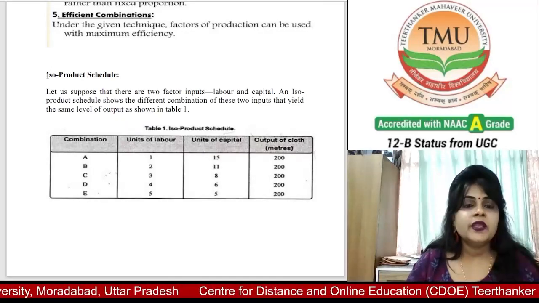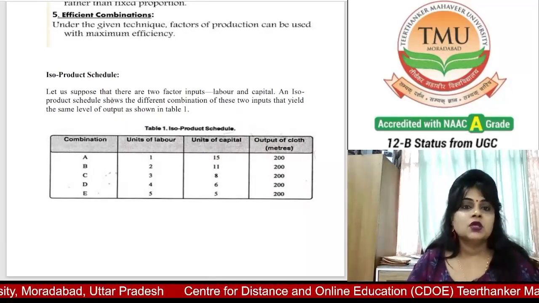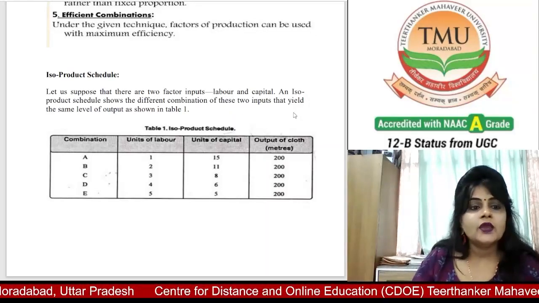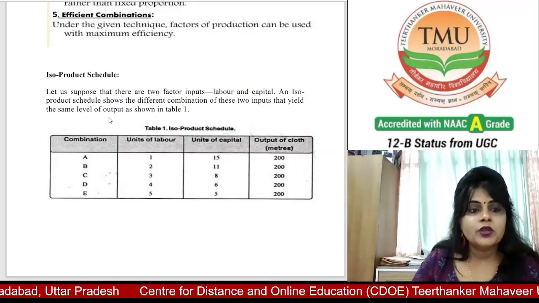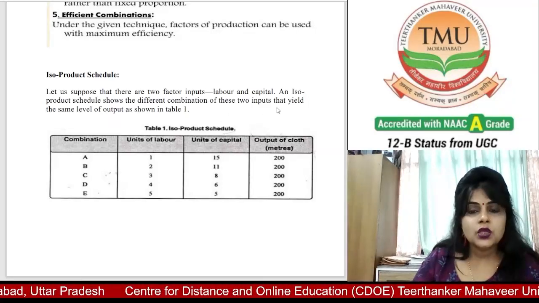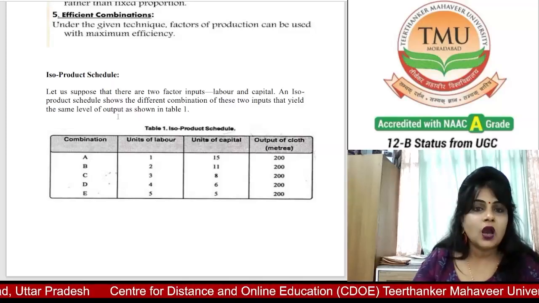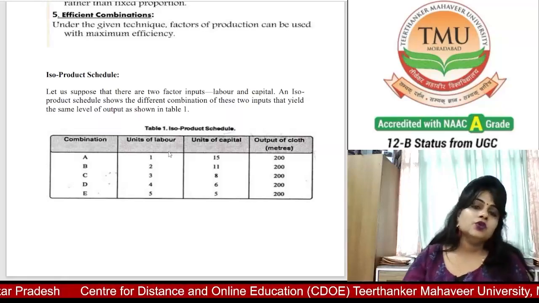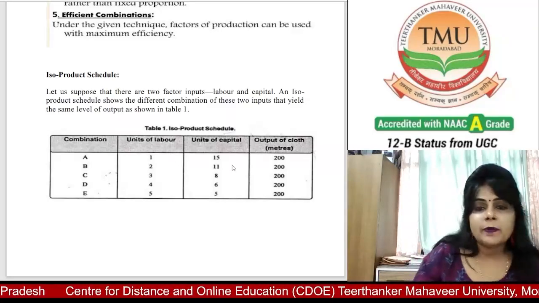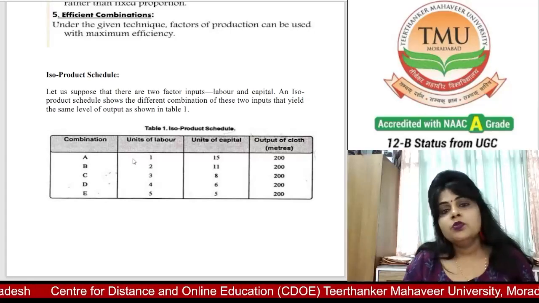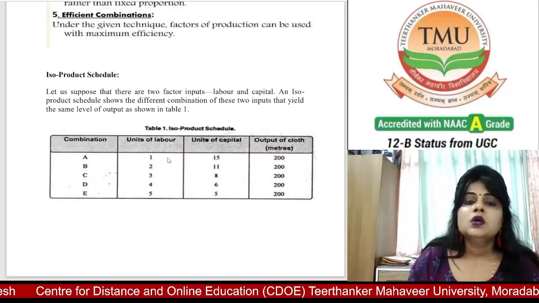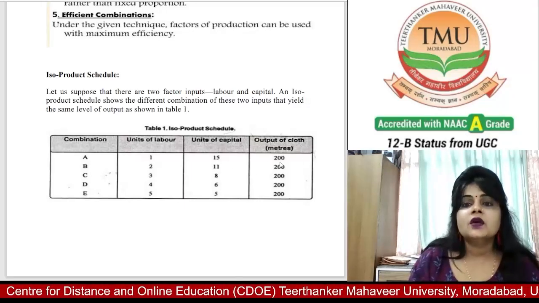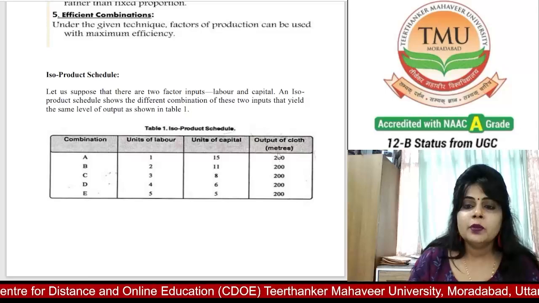Now we explain the iso-product schedule. Let us suppose there are two factors, inputs, labor and capital. An iso-product schedule shows the different combinations of these two inputs that give the same level of output, as shown in the table. Combination A: 1 unit of labor and 15 units of capital are used, and using both factors, the producer gets an output of 200 meters of cloth.